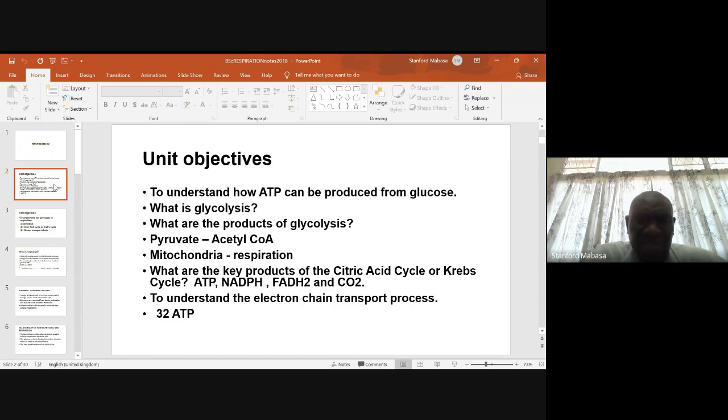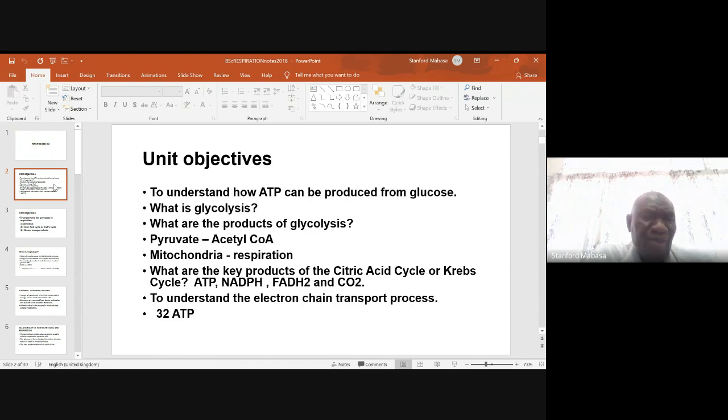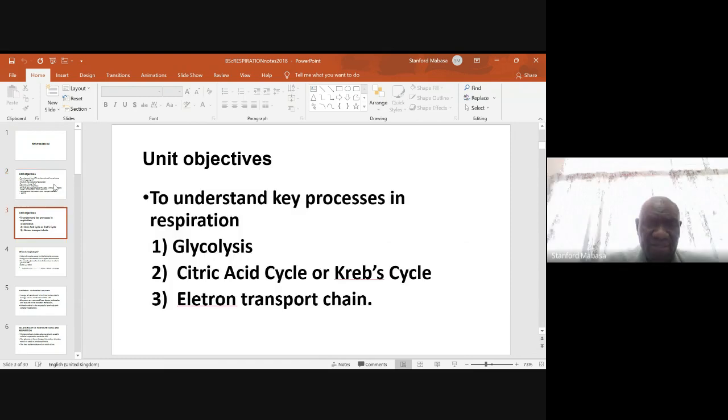We want to understand the electron transport process, which produces about 32 ATP. We wanted to understand the key processes in respiration. Number one, glycolysis. Number two, citric acid cycle or Krebs cycle. Number three, electron transport chain.